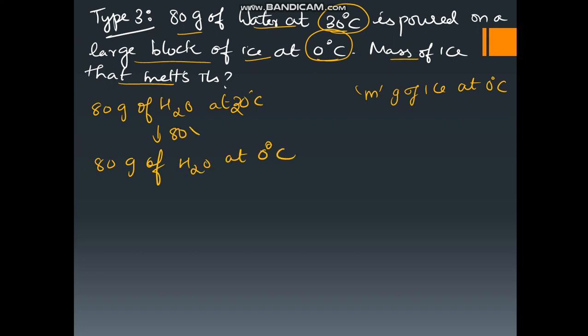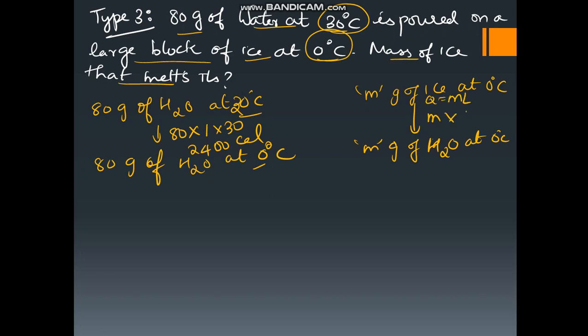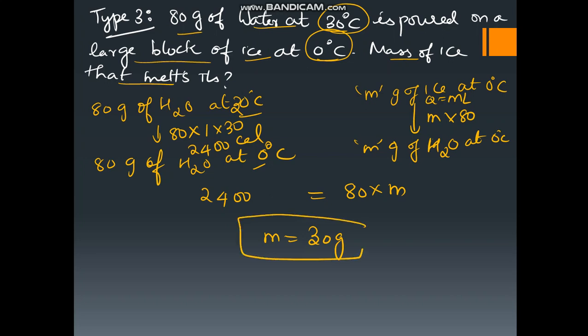So 80 into change in temperature, so m into c into delta T. So 2400 calories. Next, m gram of ice, so that you are converting into m gram of water at 0 degrees Celsius. So Q is equal to mL. So m into 80. Okay. Now you equate those two things. 2400 is equal to 80 into m. So mass is 30 gram. So this is the amount of ice that melts. This is the type 3 numerical.